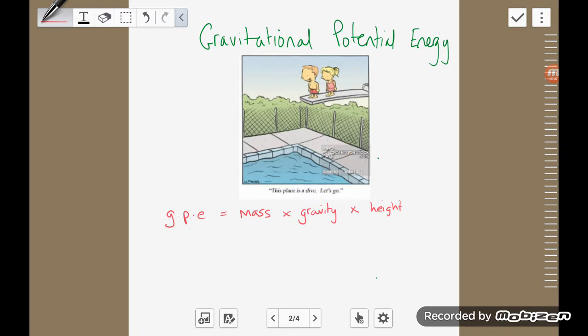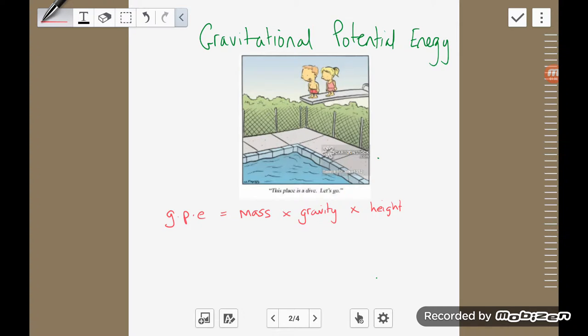Okay, so if the height was 0, there would be 0 gravitational potential energy, because, as I hope you know, no matter what the mass and the gravity, even if this was 1,000,000 and 1,000,000, if you times it by 0, anything times 0 is a 0. So the gravitational potential energy of something on the ground is 0. Anything off the ground is going to have a gravitational potential energy.